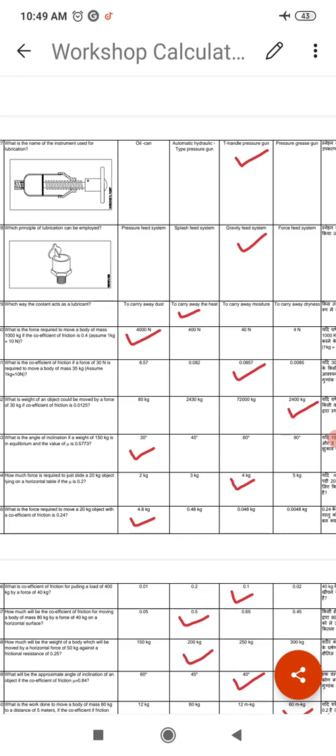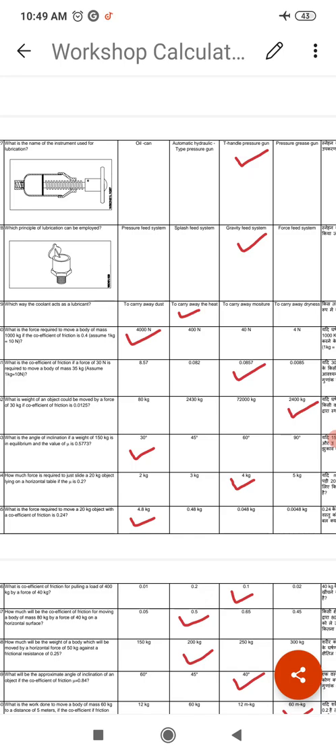The answer is 2400 kg. Next one is, what is the angle of inclination of a weight of 150 kg in equilibrium if the value of mu is 0.5773? Its answer is 30 degree.